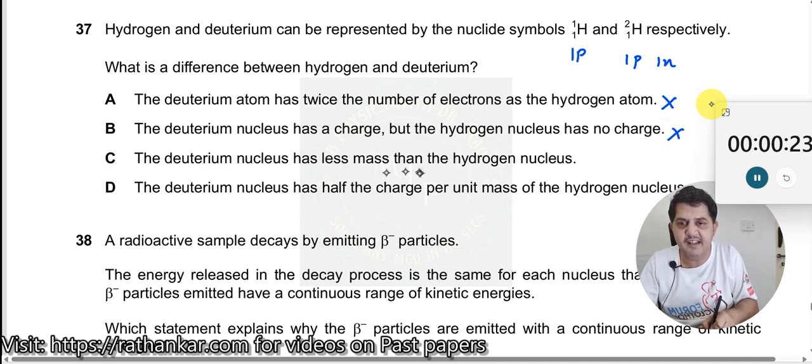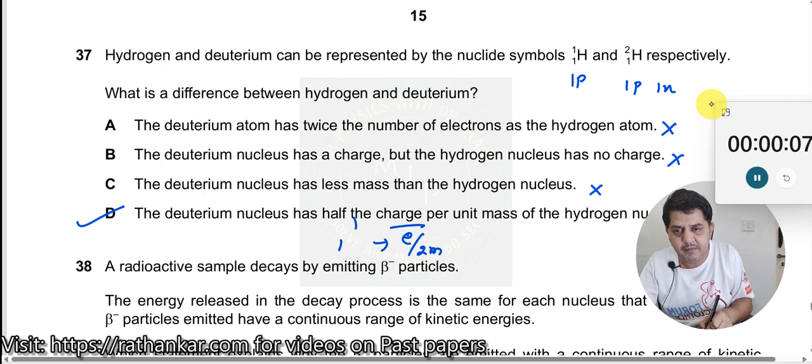Option C: the deuterium nucleus has less mass. Is it so? No, it has one neutron more. This has more mass. This is also incorrect. Obviously, D should be the answer. Let us check it out. The deuterium nucleus has half the charge per unit mass. It should be e by 2m for deuterium.